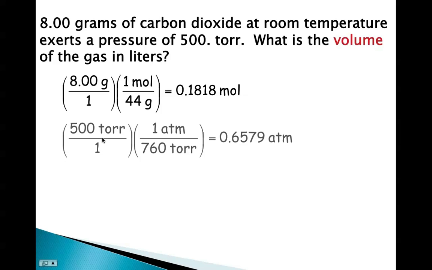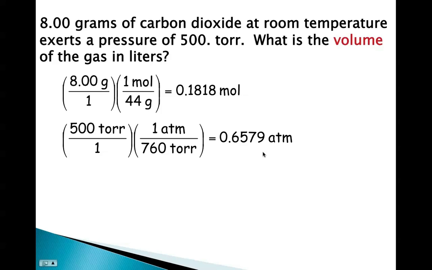And then also we have to go from torr to atm. So the equality is that 1 atm is equal to 760 torr. If we start with torr, we have to put the torr part on the bottom of the conversion factor. So 500 times 1 divided by 760 gives you 0.6579 atm.